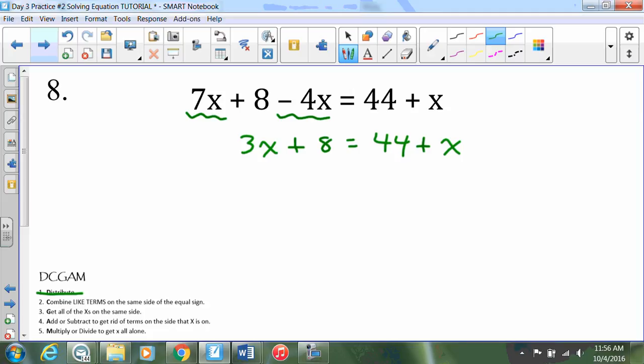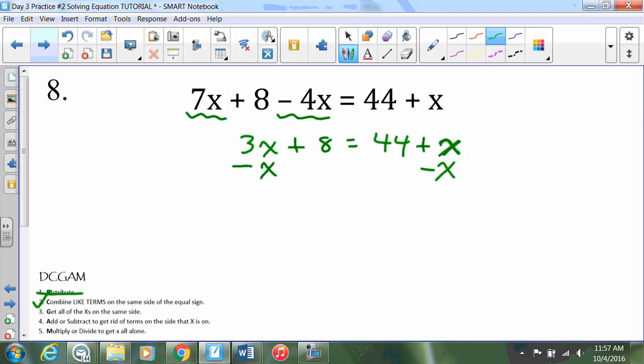All right, so we combine like terms. Get all the x's on the same side. Yay, we finally can do this. Let's move this x right here over to the left side. So to get rid of it, anytime we want to move something, we've got to do the opposite. So since we have plus x, to move it, we're going to do minus x. And we're going to do it to both sides like that.